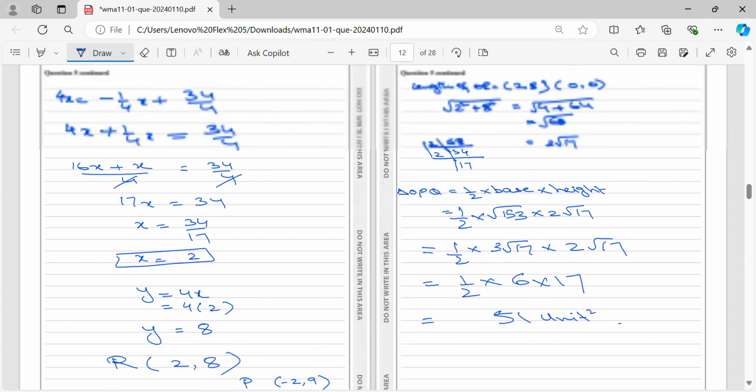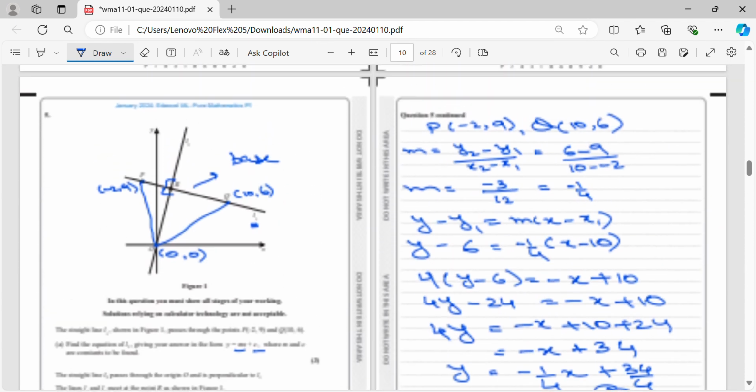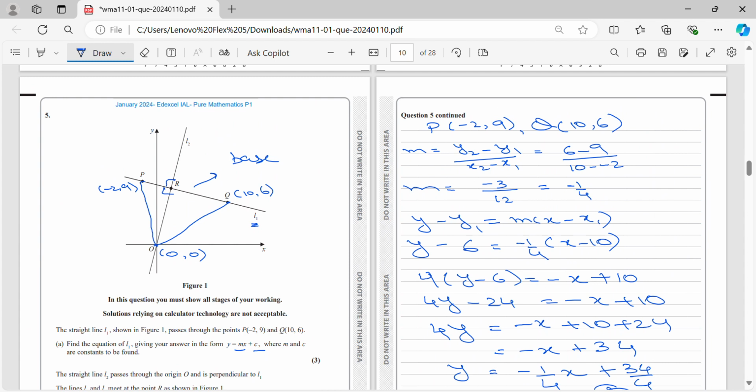This was question number 5 from paper January 2024 Edexcel IAL Pure Mathematics paper 1. To watch more questions on this paper, go to the playlist. You will find the remaining questions over there.